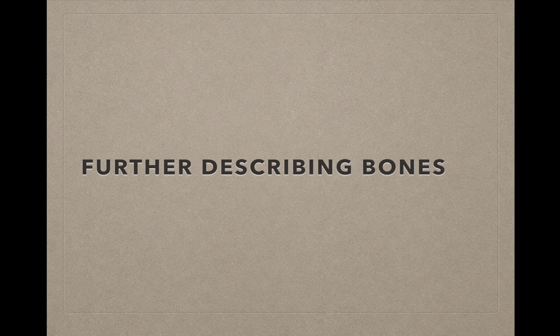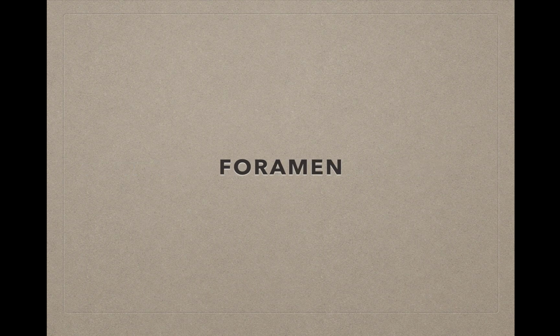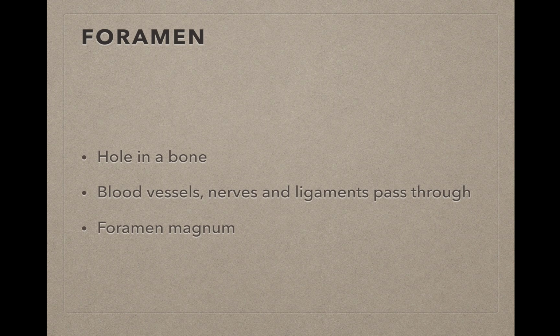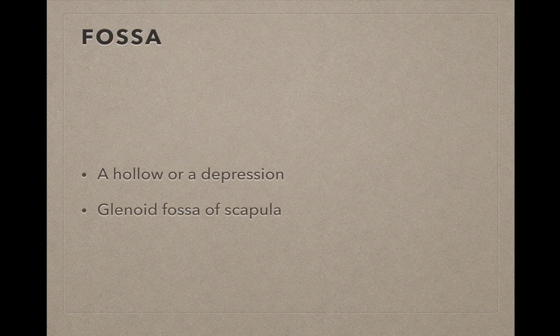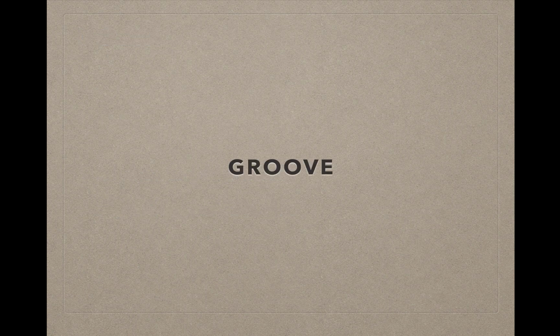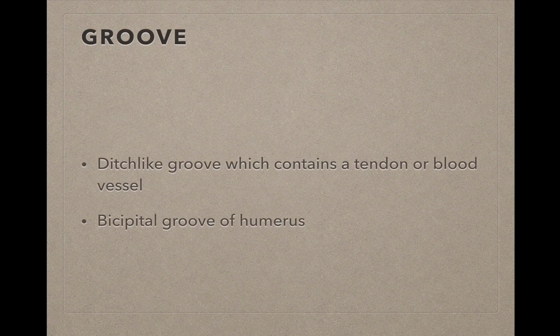Further describing bones. Foramen, hole in a bone. Blood vessels, nerves, and ligaments pass through foramen. An example of this is foramen magnum. Fossa, a hollow or a depression. An example of this is the glenoid fossa of the scapula. Groove, ditch-like groove which contains a tendon or a blood vessel. An example of this is the bicipital groove of the humerus.